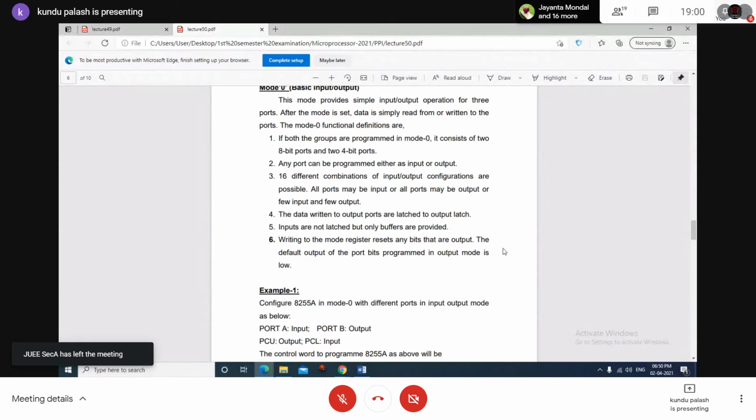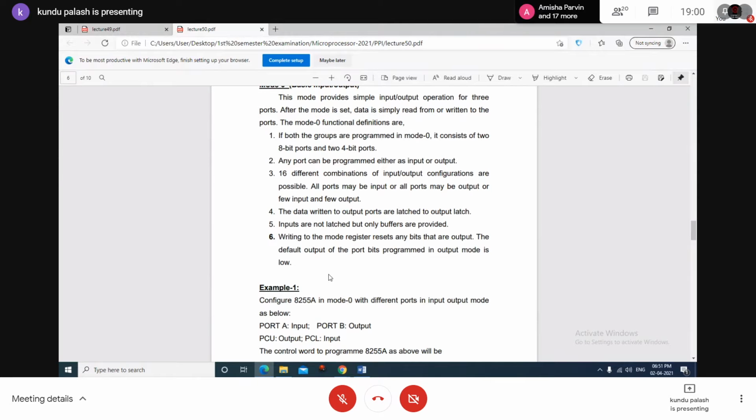That means even though the microprocessor does not send the command word or the control word to the 8255 control register, all the ports will be set to the output port by default. That is, upon power on reset, all the port lines will be configured as an output port.